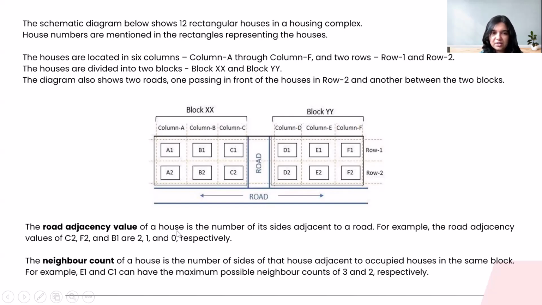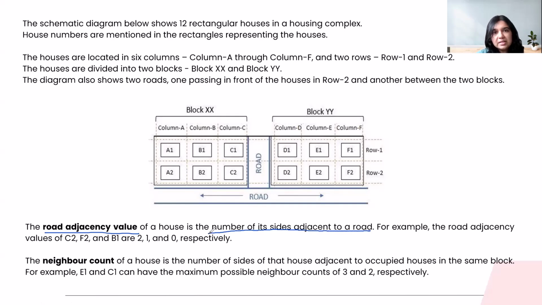The road adjacency value of a house is the number of its sides adjacent to a road. For example, the road adjacency values of C2, F2, and B1 are 2, 1, and 0 respectively. Let's try and understand this particular definition that they have provided to us. They are basically saying that this value is the number of its sides adjacent to a road.